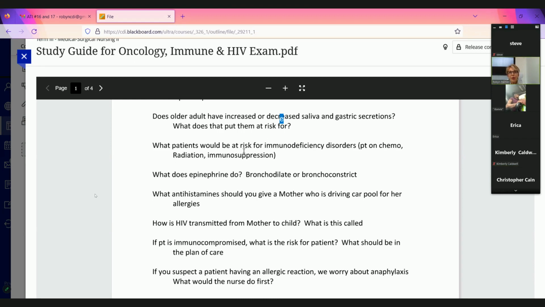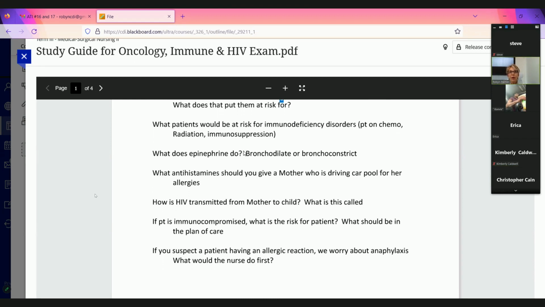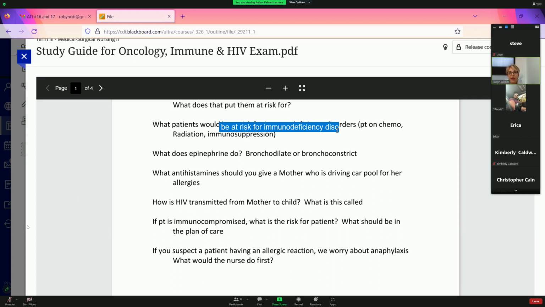What patients would be at risk for immunodeficiency disorders? Oh, I gave you the answer here. Patients on chemotherapy, patients on radiation therapy, patients on immunosuppressive therapy. Say they have a liver transplant and we need that liver to be healthy, to stay in their body. So we put them on immunosuppressive medications to decrease that. And so that would put the patient at risk for an immunodeficiency disorder.